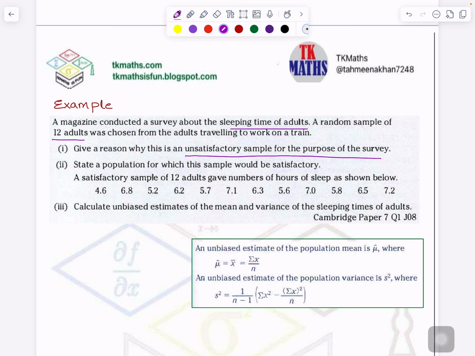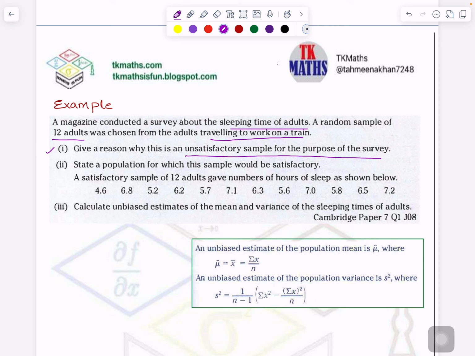So what will you say? Why is it an unsatisfactory survey? They are taking it from the passengers traveling to work on the train. So all the adults will not be covered in it, only those who are traveling by train, right? So you can say that the adults traveling to work on the train are not representing all the adults. So that's why this survey is not a good representation.